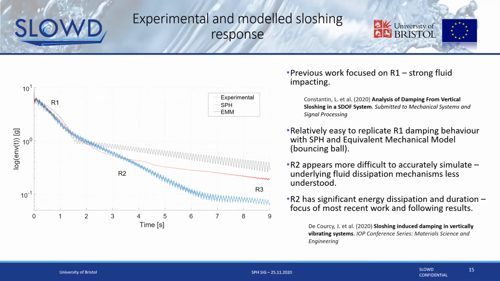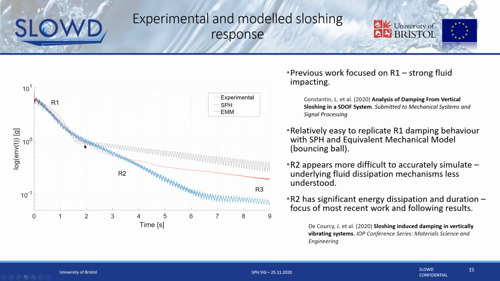That's because in R1, most of the energy is dissipated by these strong impacting scenarios with the top and bottom tank surfaces. So even if we don't get the subtleties of the actual fluid motion correct, we still get a good approximation of this damping ratio in R1. What we've also overlaid here is the results for an equivalent mechanical model. This is us representing the fluid in the tank as just a bouncing ball. So we have a ball that bounces in a tank, and as it impacts the tank, a coefficient of restitution imparts a loss of momentum on the system. And you can see even this very simplistic bouncing ball still gives a relatively good approximation of the induced damping effects in R1, because it's mostly a result, as I've been saying, of strong impacting.